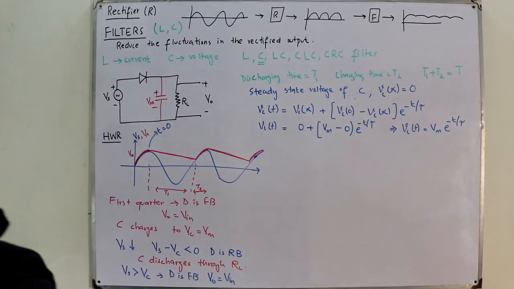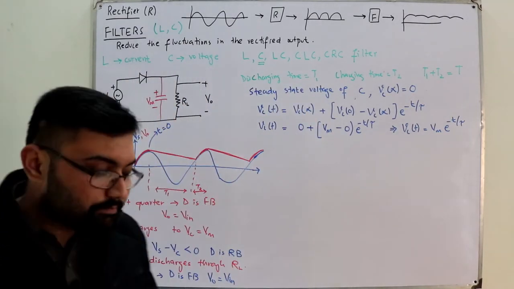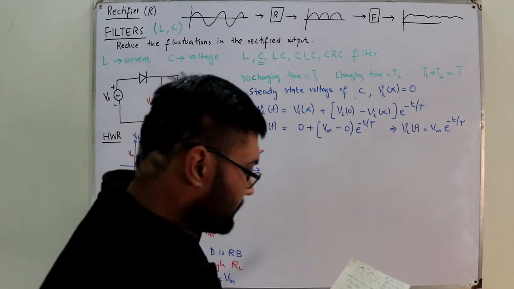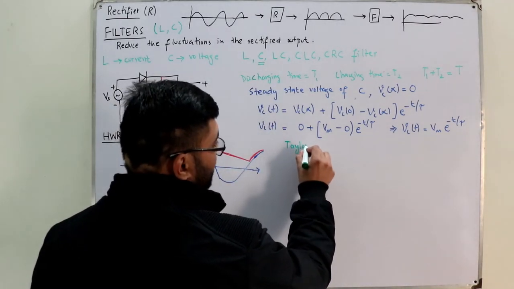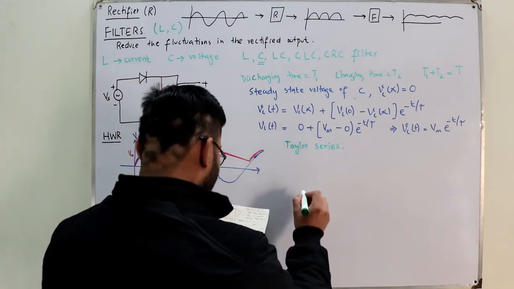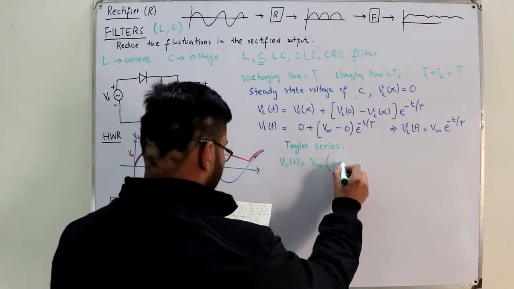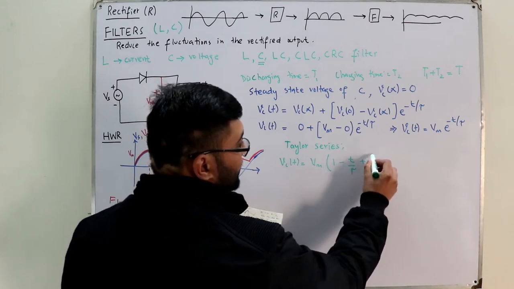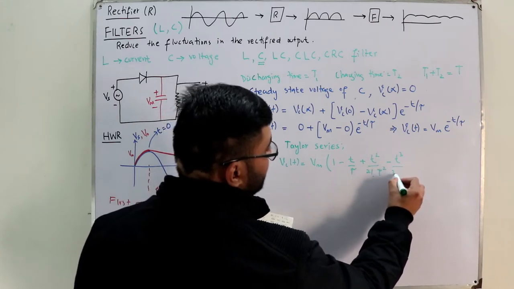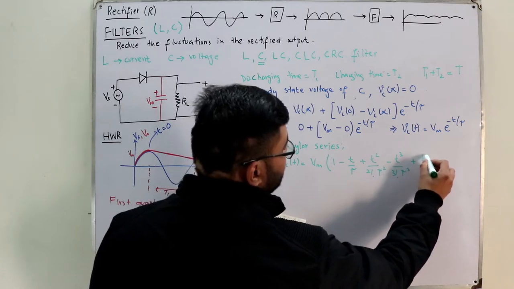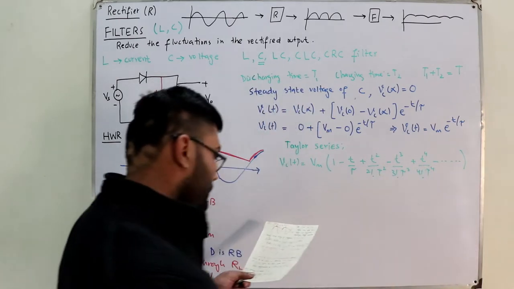You can apply the Taylor series, which you have studied in your mathematics courses. Opening the exponential in terms of its Taylor series, VC of t becomes Vm times 1 minus t upon tau plus t squared upon 2 factorial tau squared minus t cube upon 3 factorial tau cube plus t to the power 4 upon 4 factorial tau to the power 4, minus, plus, and this thing would repeat.